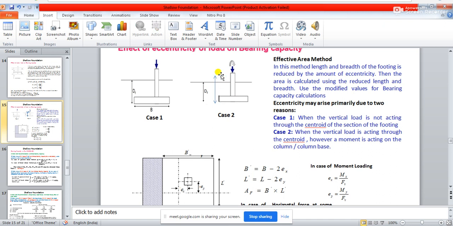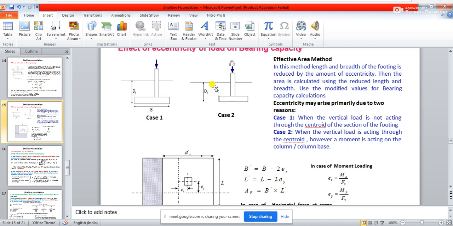So, considering this effect of eccentricity, what exactly will you have to do? You will have to reduce the length and breadth of the footing, and after reduction you will get the effective length and effective breadth of the footing, and considering the effective length and effective breadth, you go on computing the value of bearing capacity. And whatever it may be, you have understood at this point that first you will have to calculate the ultimate bearing capacity.